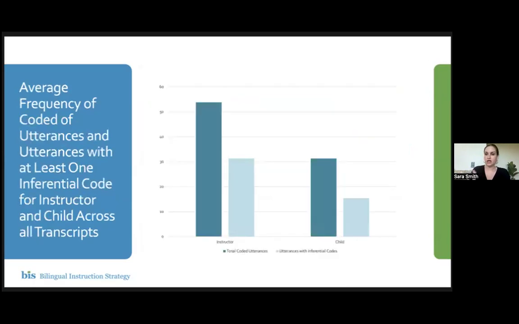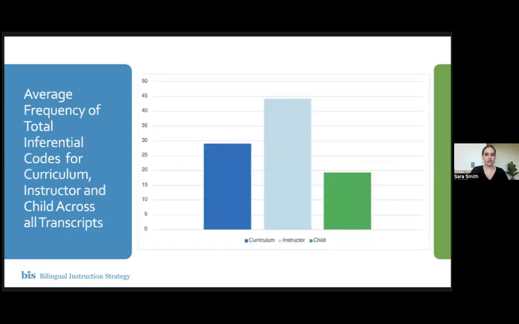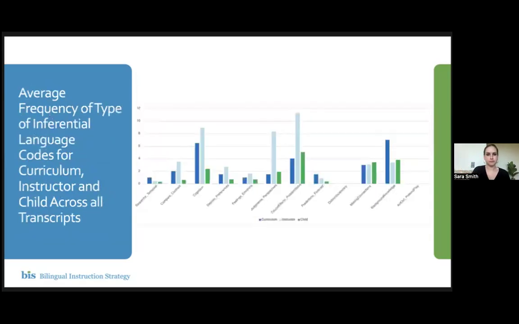For the total coded utterances, you can see the comparison here between the instructor and the child. So for both instructor and child, about half of their utterances did contain inferential language, had some inferential language codes. And on average, you can see the sum of it across each transcript, we have what the curriculum requires, what the instructor produced, and what the child produced. So we're seeing a lot of inferential language. And when you look for a more granular breakdown, you can see here, the dark blue is what the script requires, the light blue is what the instructors did, and then the green is what the child did.